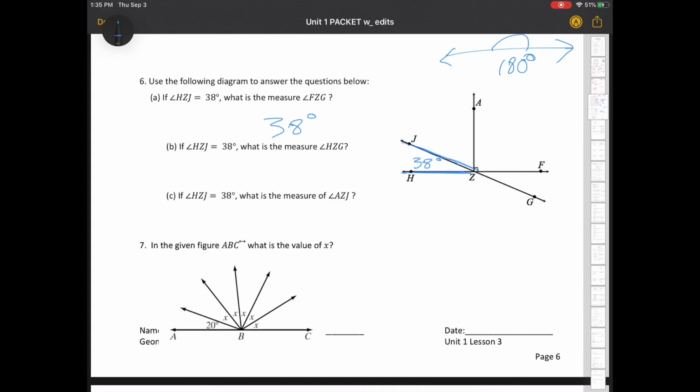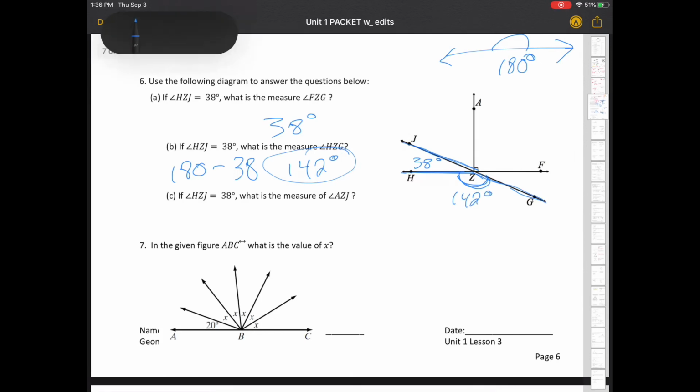Now we're looking for angle HZG. HZG would be this angle here. We have two angles along a straight line, a linear pair, so they are supplementary. So we do 180 minus 38, and we get 142 degrees.